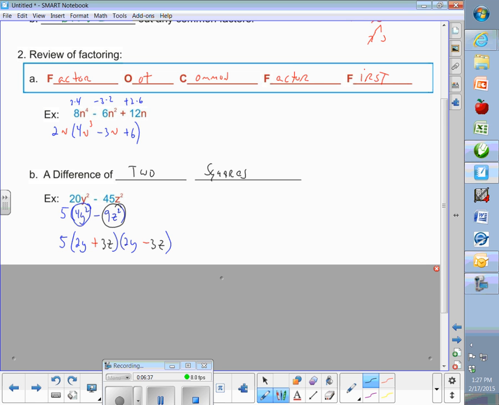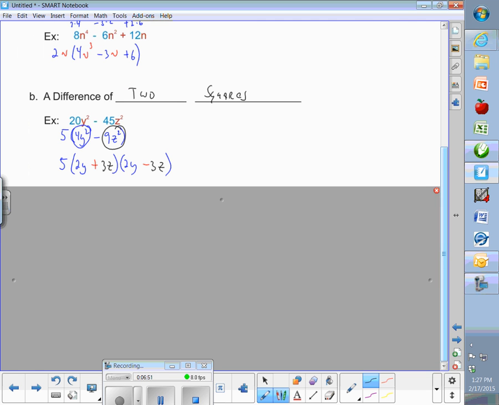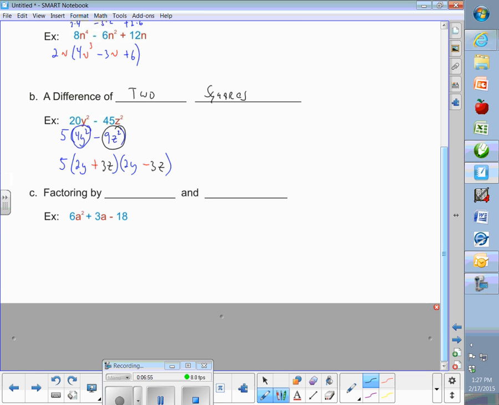So I factor out common factors first. Then with the difference of two squares, two parentheses, plus in the middle of one, minus in the middle of the other. Square root of the first term goes first in each parentheses. Square root of the last term goes last in each parentheses. And every difference of two squares is factored exactly the same way.